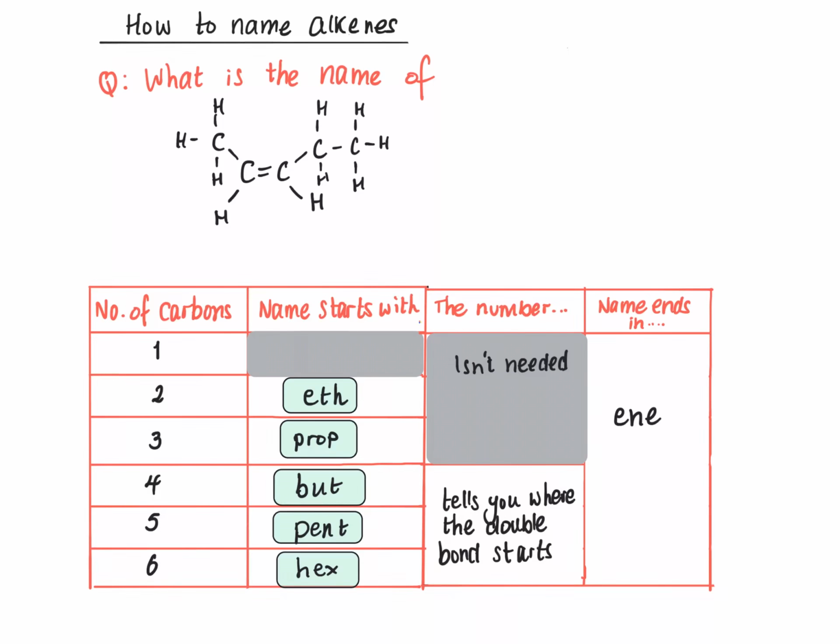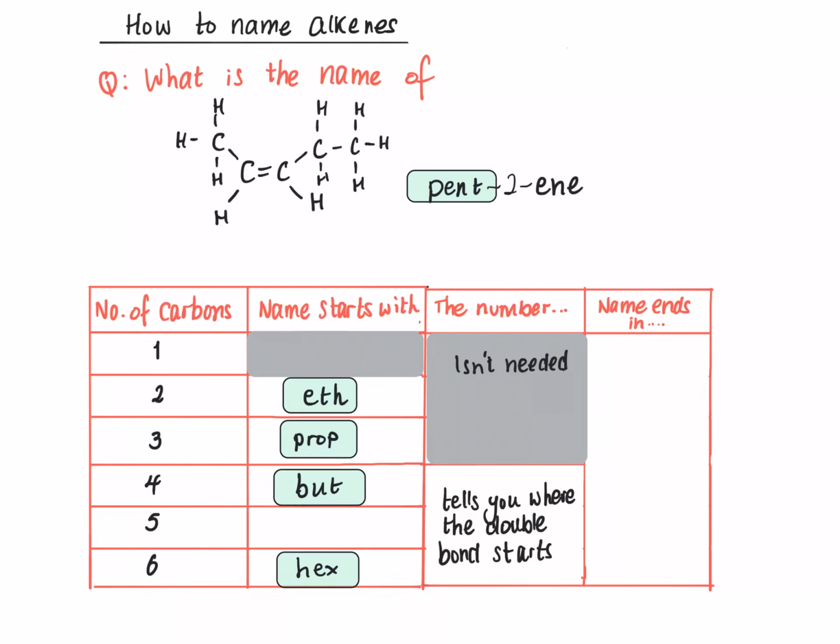So if we look at this molecule, there are 1, 2, 3, 4, 5 carbons, and something which has 5 carbons in, the name begins with pent. And because there are 5 carbons, we need to put a number in to tell you where the double bond starts. So the double bond starts on the second carbon, 1, 2. So it's pent, 2, and then because it's an alkene, it ends with ene. So the name is pent-2-ene.